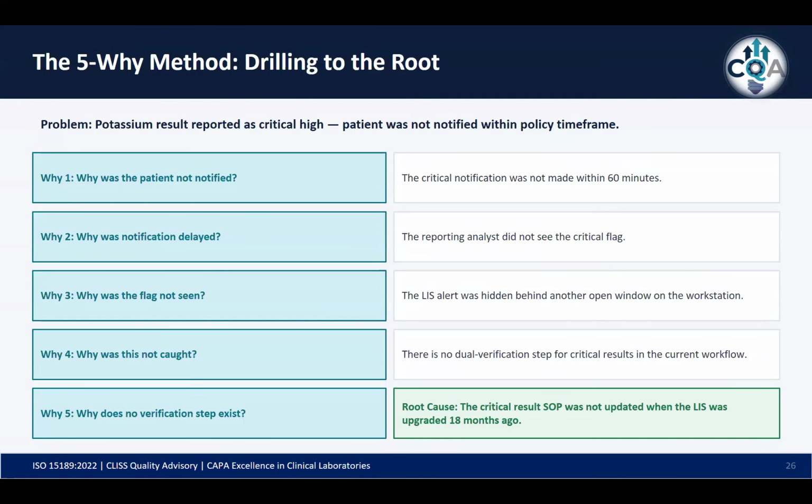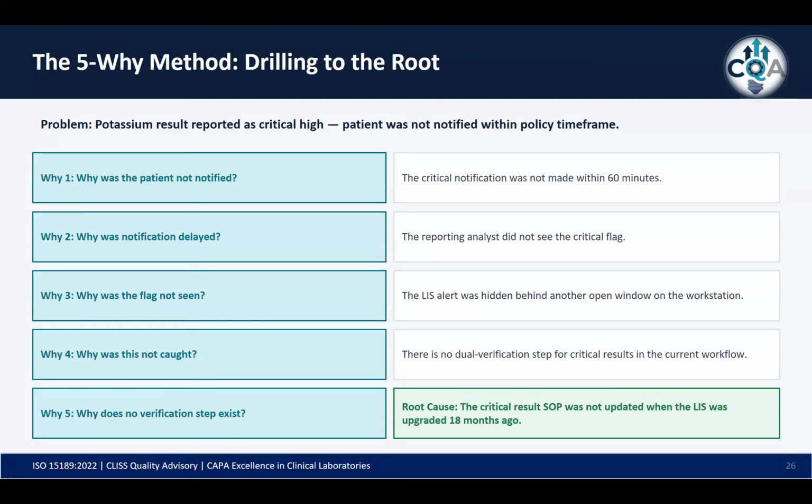Okay, so the first why: why was the patient not notified? The critical result was not made within 60 minutes. Okay, why was notification delayed? The reporting analyst did not see the critical flag. Why was the flag not seen? The LIS alert was hidden behind the open window on the workstation.